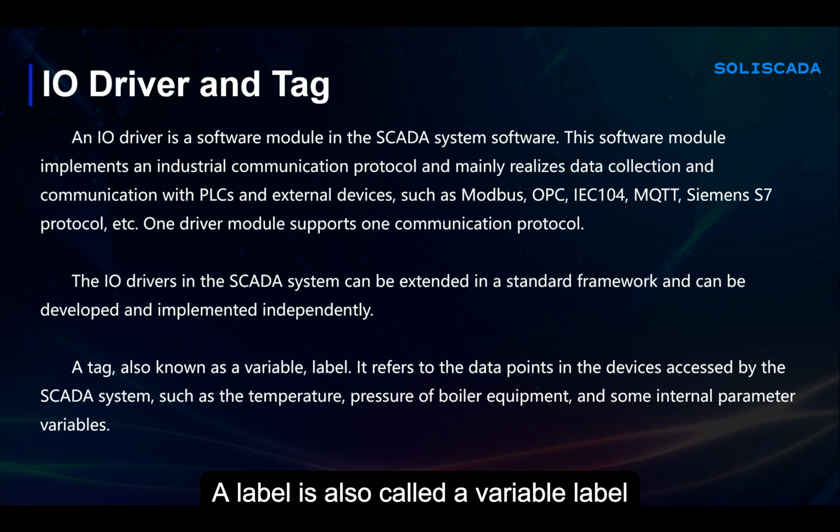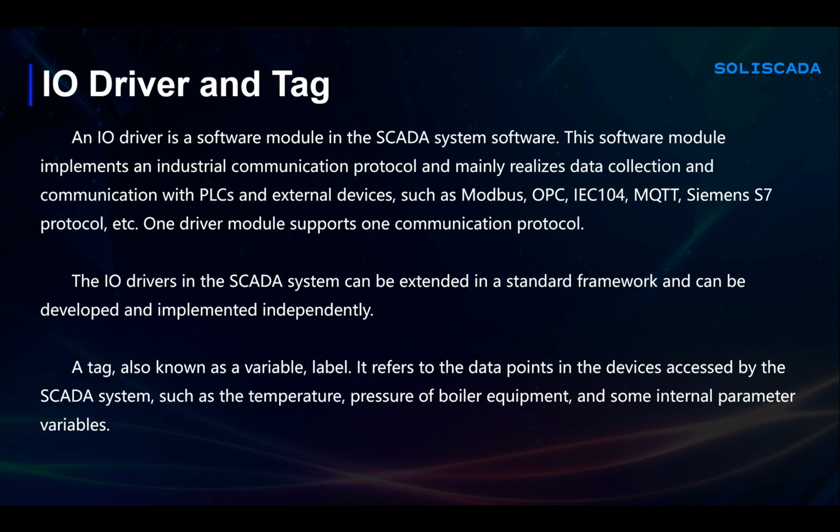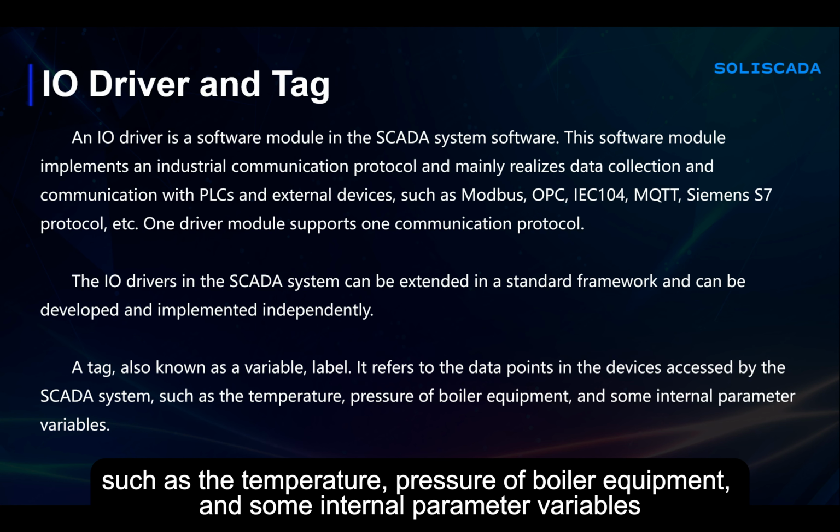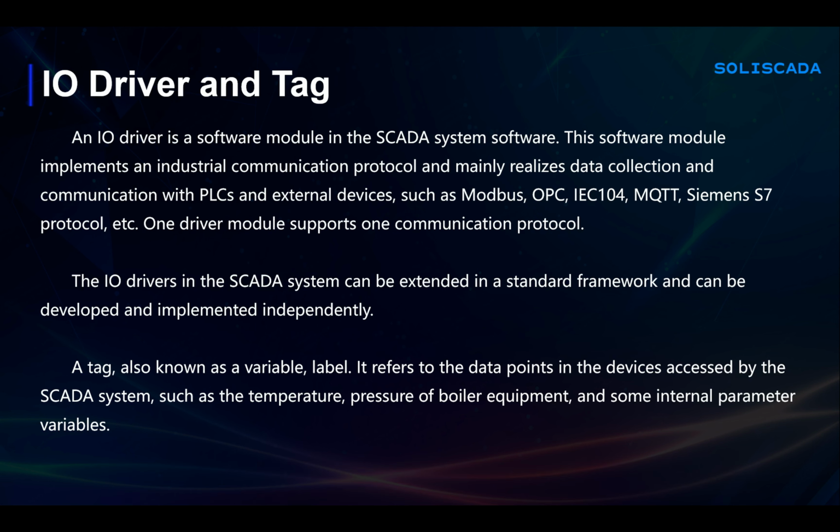A label is also called a variable label. It refers to the data points in the devices accessed by the SCADA system, such as the temperature, pressure of boiler equipment, and some internal parameter variables.